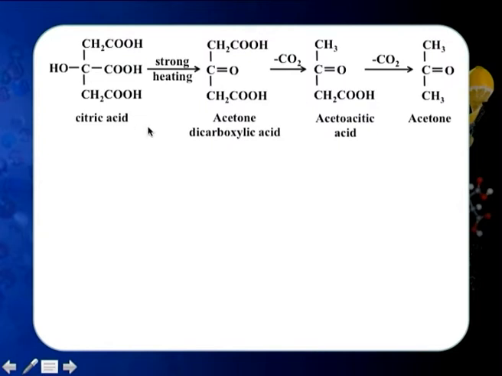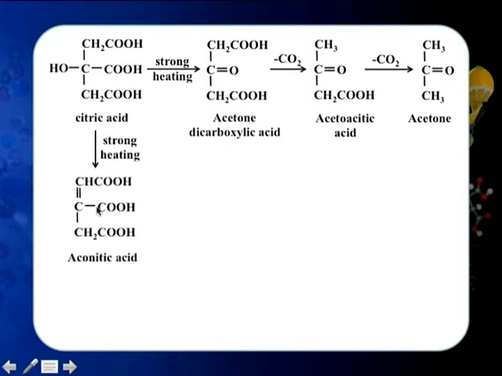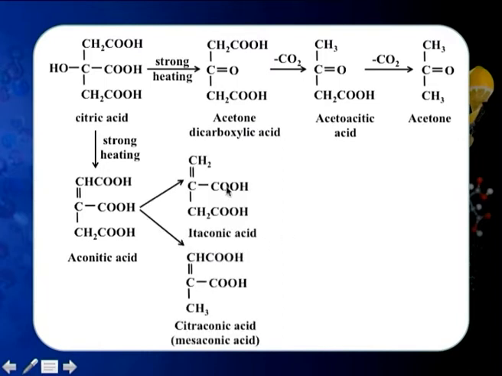Then another sequence of reactions begins by the loss of water from these two carbons, giving this aconitic acid that is obtained by heating citric acid at 150 degrees Celsius also. But since here we are heating at high temperature, the aconitic acid first formed gets converted into either of two products. One is called itaconic acid. This itaconic acid is obtained by the decarboxylation of this carboxyl group. And if the decarboxylation occurs here, we get another compound which is named citraconic acid or mesaconic acid.